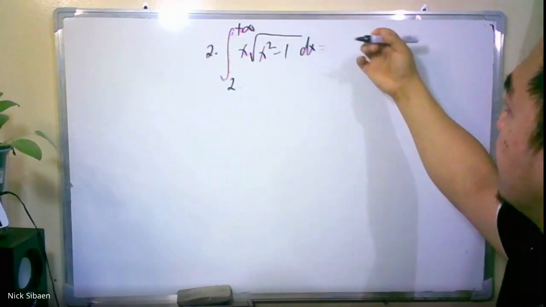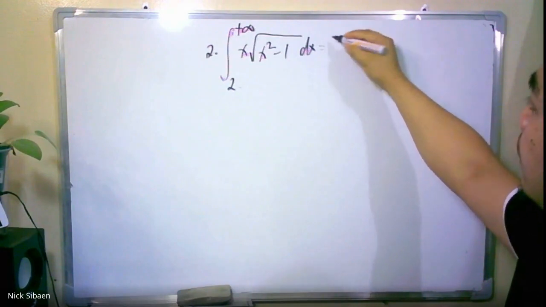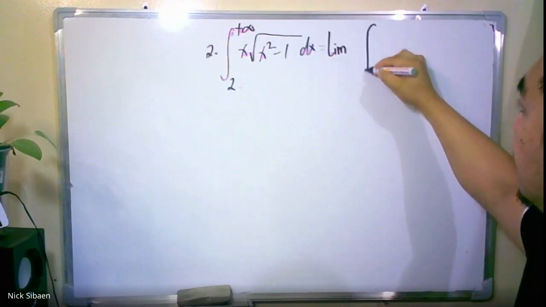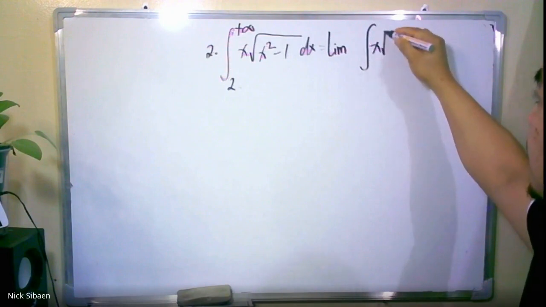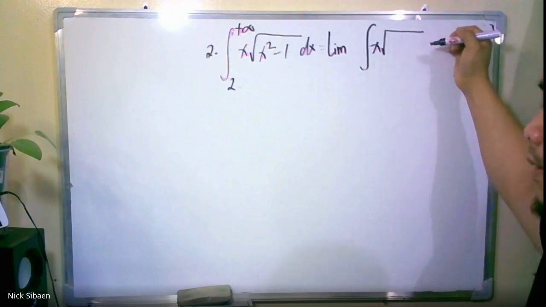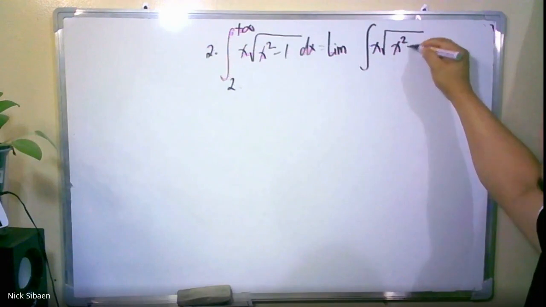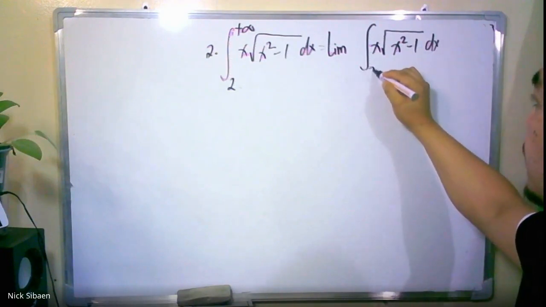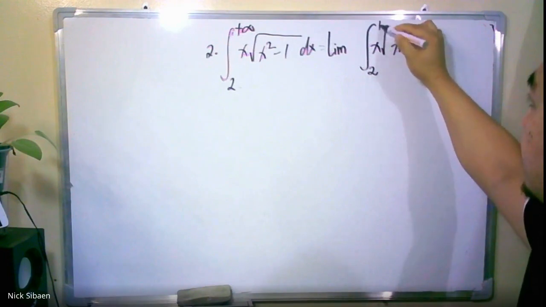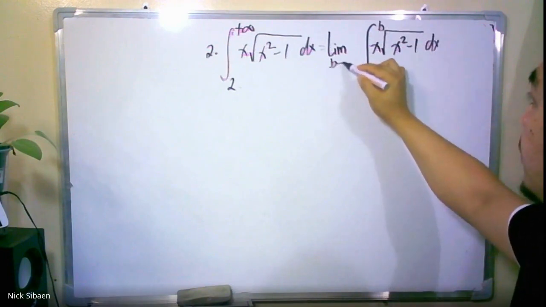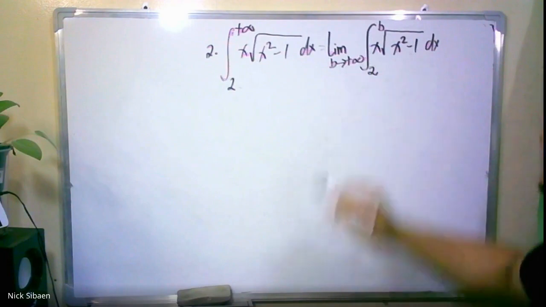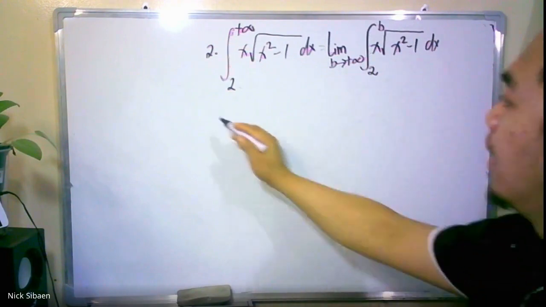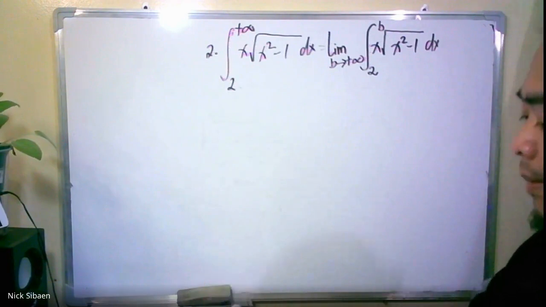So ano yung sinasabi ng A? This is the limit of, of course, the same integral, x squared minus 1 dx. Ang ating lower limit ay 2. So this is b. B approaches positive infinity. So yun yung isosolve natin. How do we solve this one?